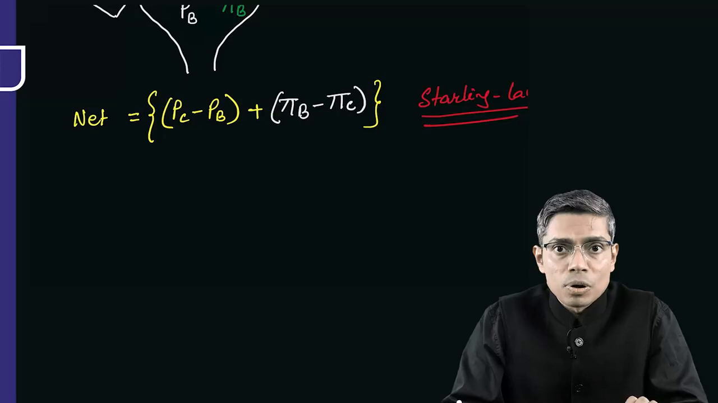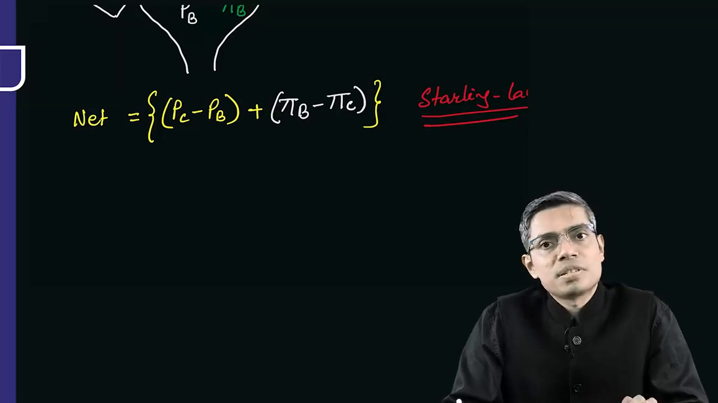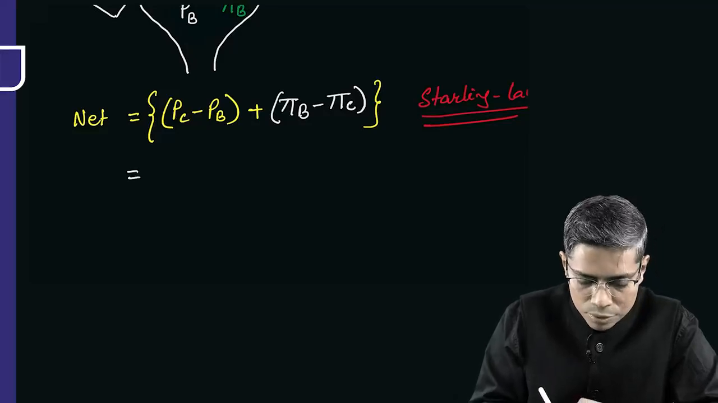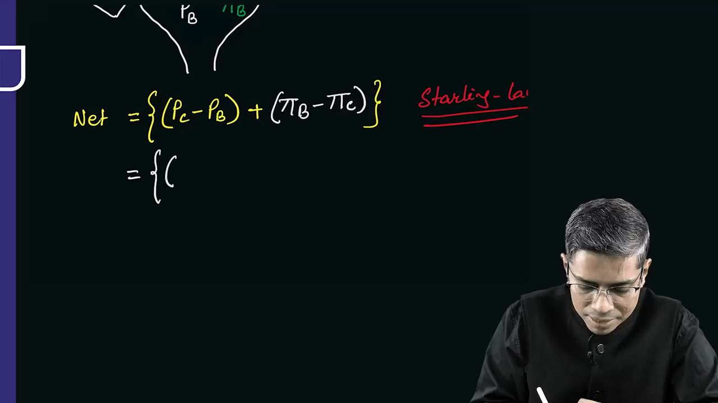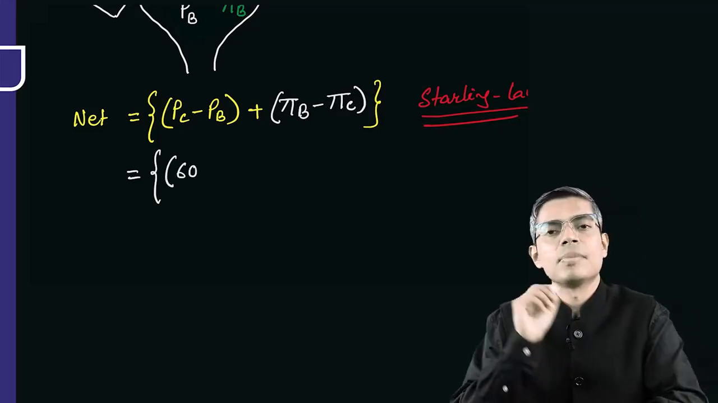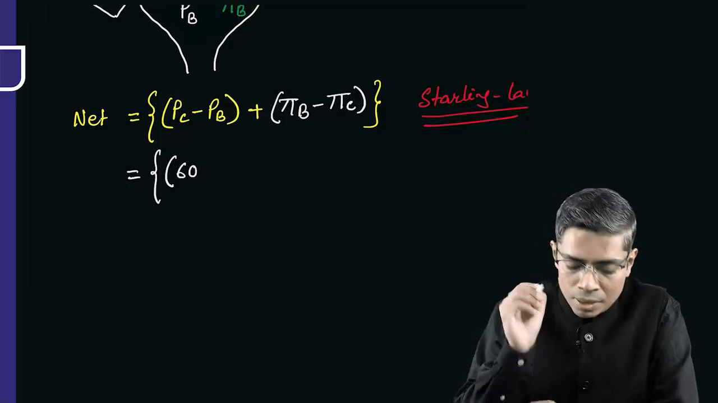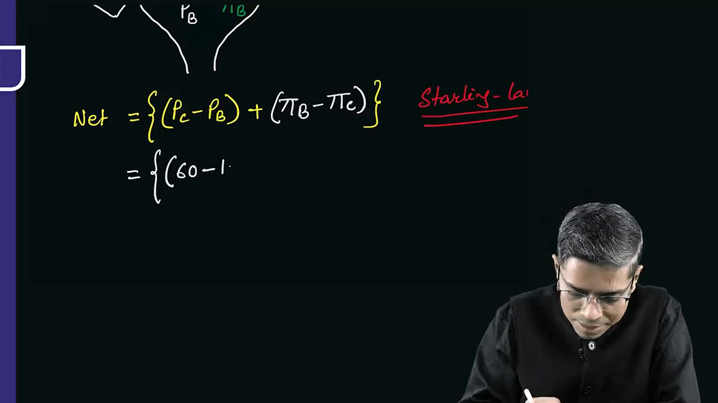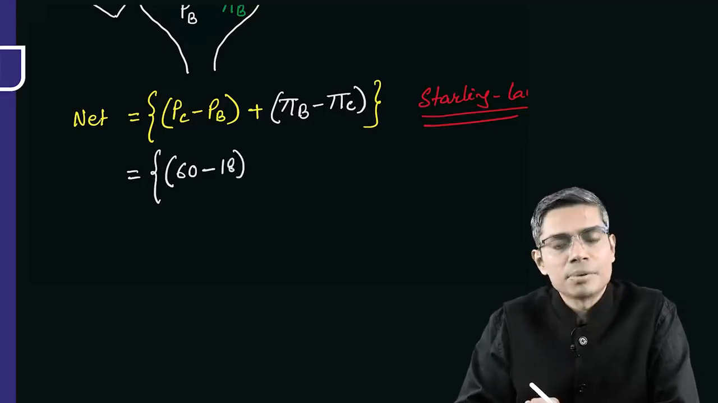So I have to put some normal value of each of these forces. What is the normal hydrostatic pressure of the glomerular capillary? The answer is 60 millimeter of mercury according to Guyton. What is the hydrostatic pressure at the level of Bowman's capsule? That is 18 millimeter of mercury.